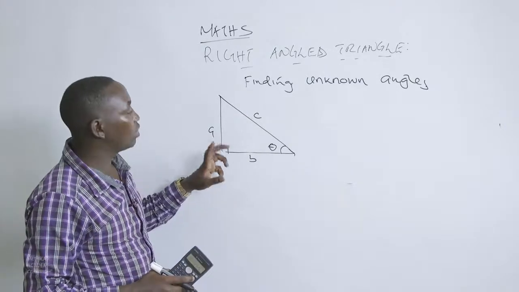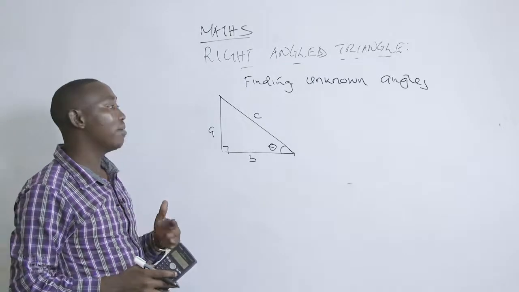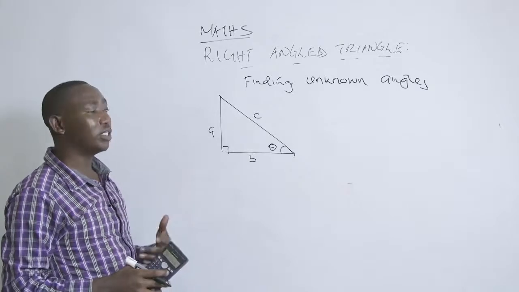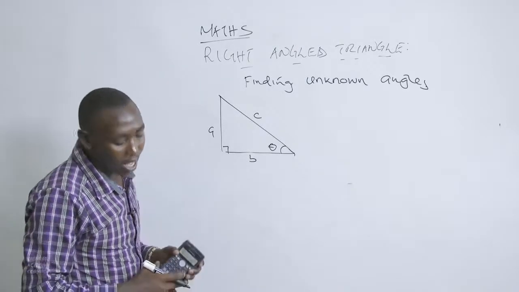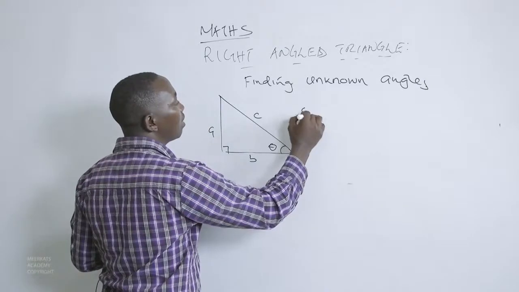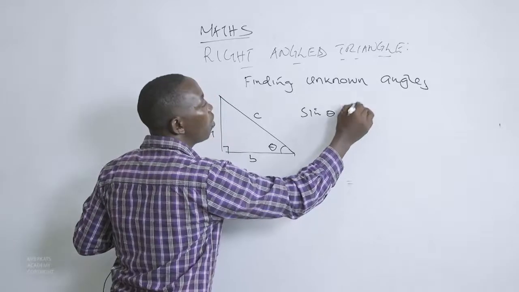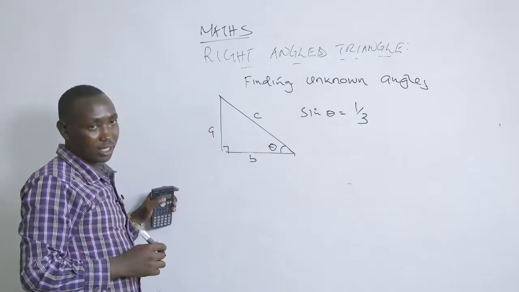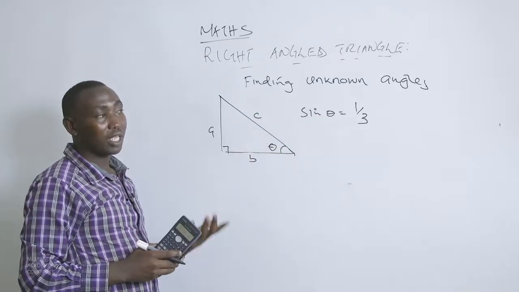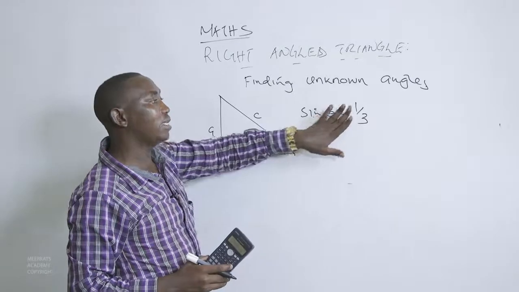But before we proceed to that, it's important for us to understand how to use the calculator in finding the inverses of the three trigonometric ratios. For example, if you are given that sine of an angle theta is equal to a third, how do we get that particular angle theta? In this particular case, the sine of theta is a third.